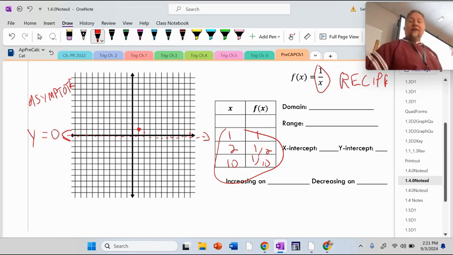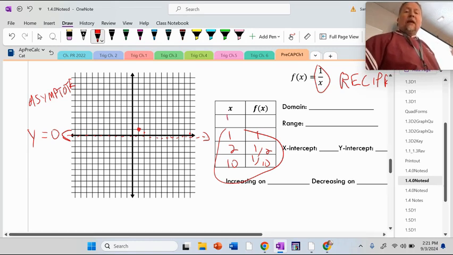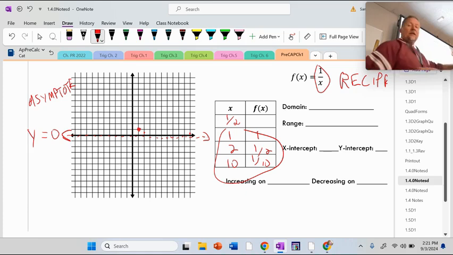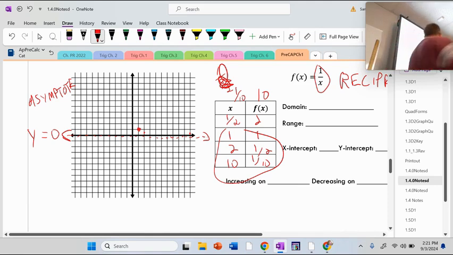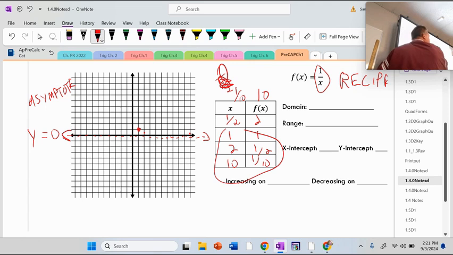But then you want to get nuts. What happens when I plug in a half? Why would I do that? Well, there's a bunch of points in between 0 and 1 I want to analyze. So if I plug in a half, what is 1 over a half? You make me sad if you don't know this. 2, because I've been teaching you about flipping. Okay, let's get crazy. What happens if I plug in 1/10? What is 1 over 1/10? It's 10.